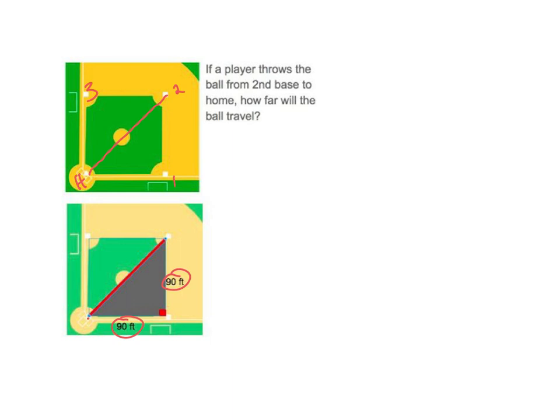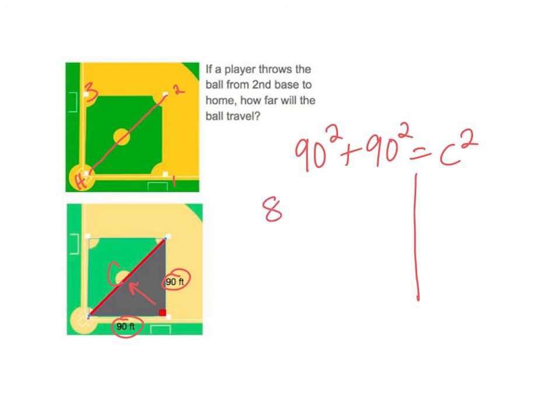So those are going to be our two legs. We should be able to tell right away that we're trying to find a hypotenuse because it is across from our right angle. So we have 90 squared plus 90 squared equals our hypotenuse squared. Let's solve this. 90 squared is 8,100, plus 8,100 has to equal c squared. And 8,100 added to 8,100 is 16,200.